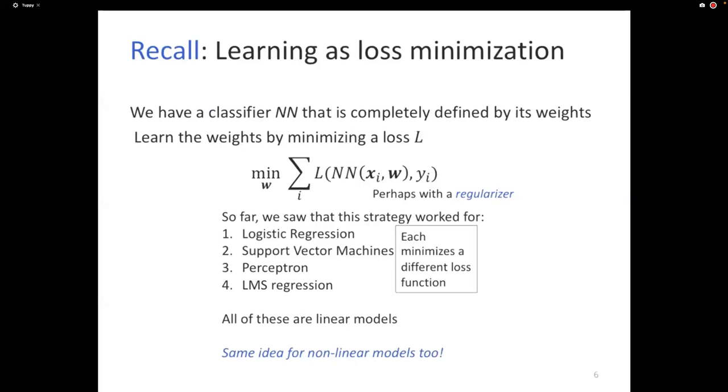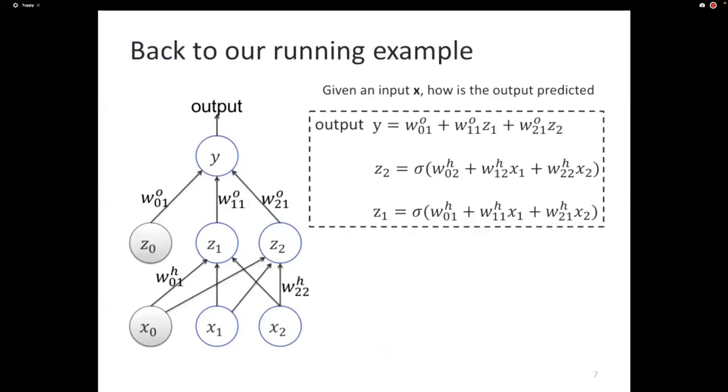Concretely, this was our running example. This is a two-layer neural network where x1 and x2 are the inputs. X0 is a bias feature that's always 1. V0 is a bias that's always 1. Z1 is a neuron that has a sigmoid activation, and it's computed as a sigmoid transformation applied to a linear transformation of the input. Z2 is another neuron with a sigmoid activation computed in a similar fashion, but with its own weights.